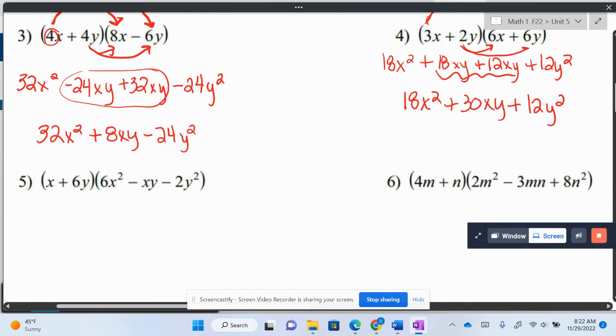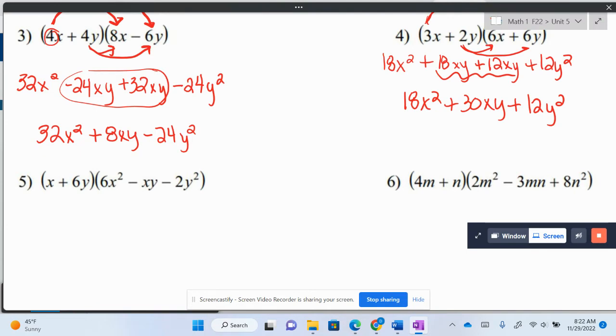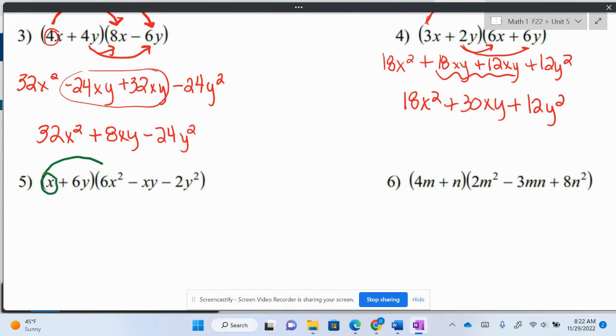All right, so for number 5, tell me what's going on there. What am I multiplying? A what times a what? Yeah, I'm taking a binomial and multiplying it by a trinomial. So FOIL doesn't really work. So we're actually just going to distribute. So I'm going to take x and I have to multiply it by each term in the second parenthesis. So let's do that first.